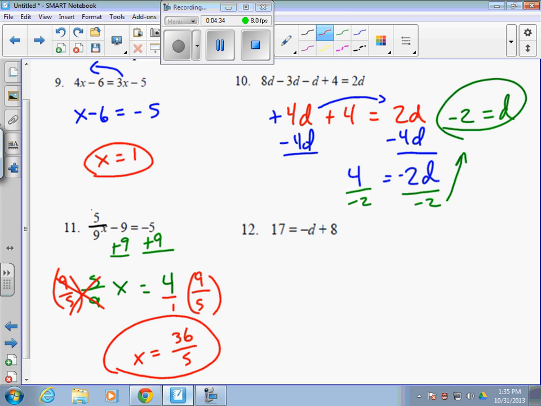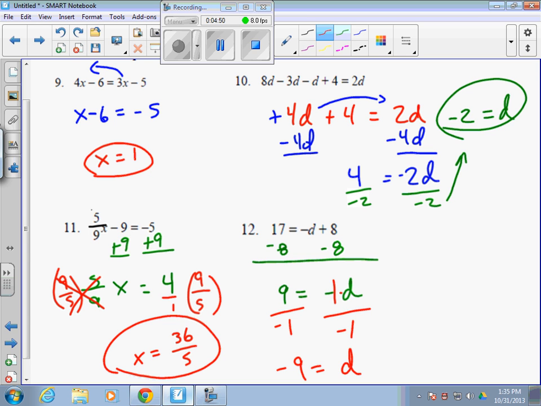Move 8 over to the other side. It says positive 8, so subtract 8. Do likewise to this side. 17 minus 8 is 9 equals negative d, which is the same thing as negative 1 times d. Undo that by dividing by negative 1. Likewise here, positive divided by negative makes it negative: 9 is equal to d.